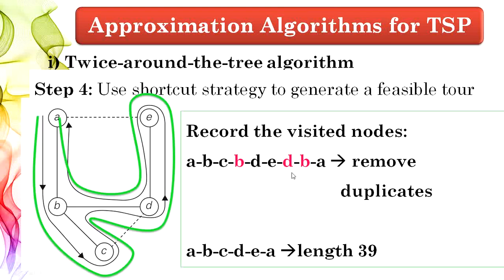This is my tour. From this tour you need to remove the duplicates. What duplicates are there? B comes twice and D also comes twice. So remove the duplicates. Finally you will get A, B, C, D, E and A with a length of 39. These are the steps we need to follow to perform the twice around the tree algorithm.